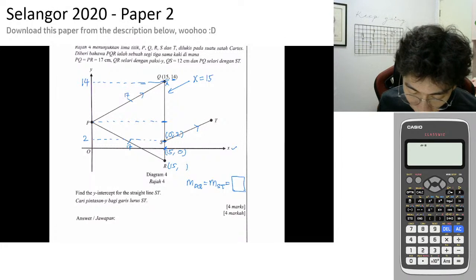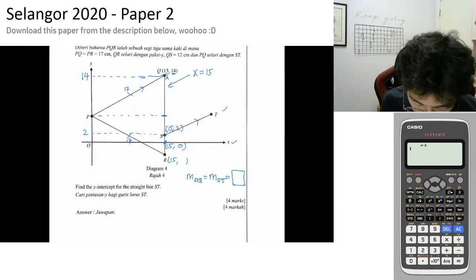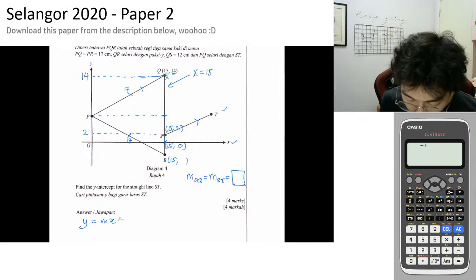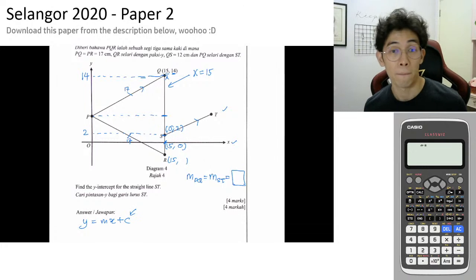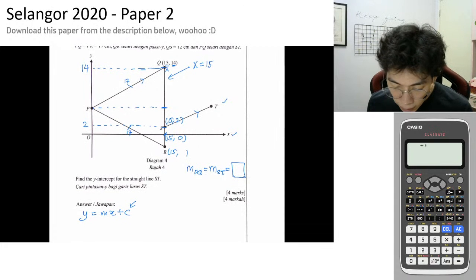In order to get your ST, first you need to get your y equals mx plus c, so that it leads you to your c answer. Okay, it leads you to the c answer. Okay. So let's get the gradient first.